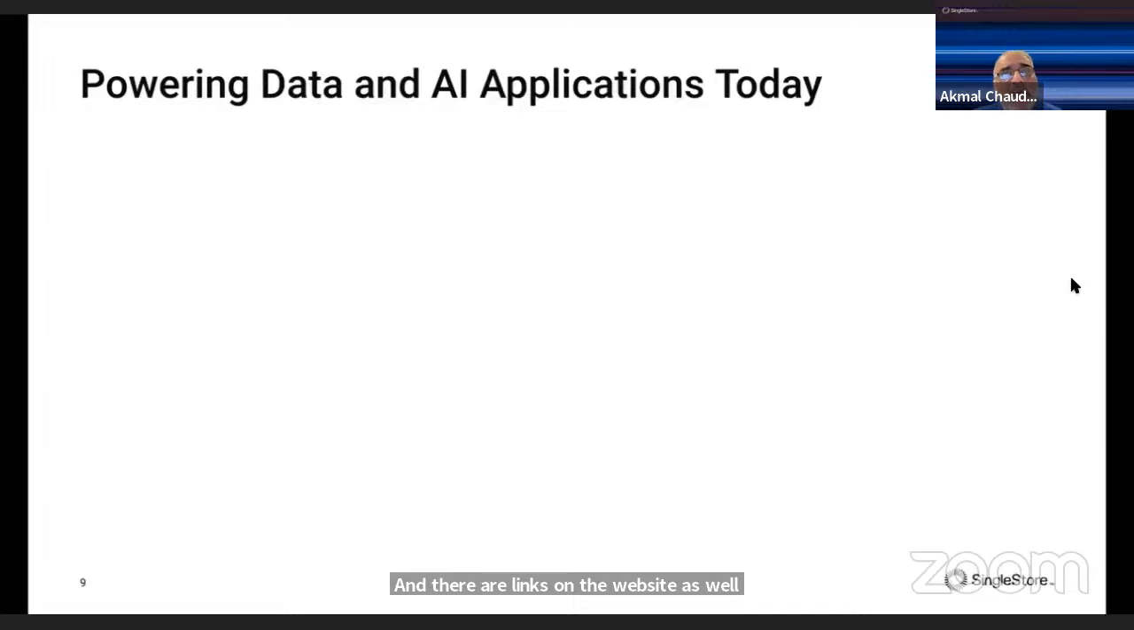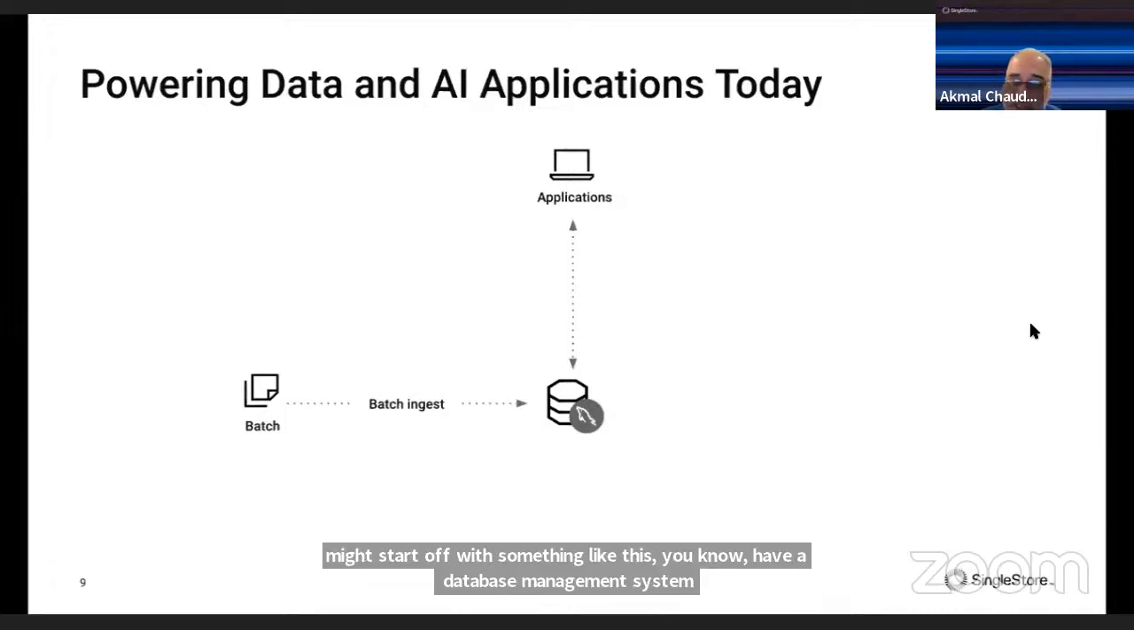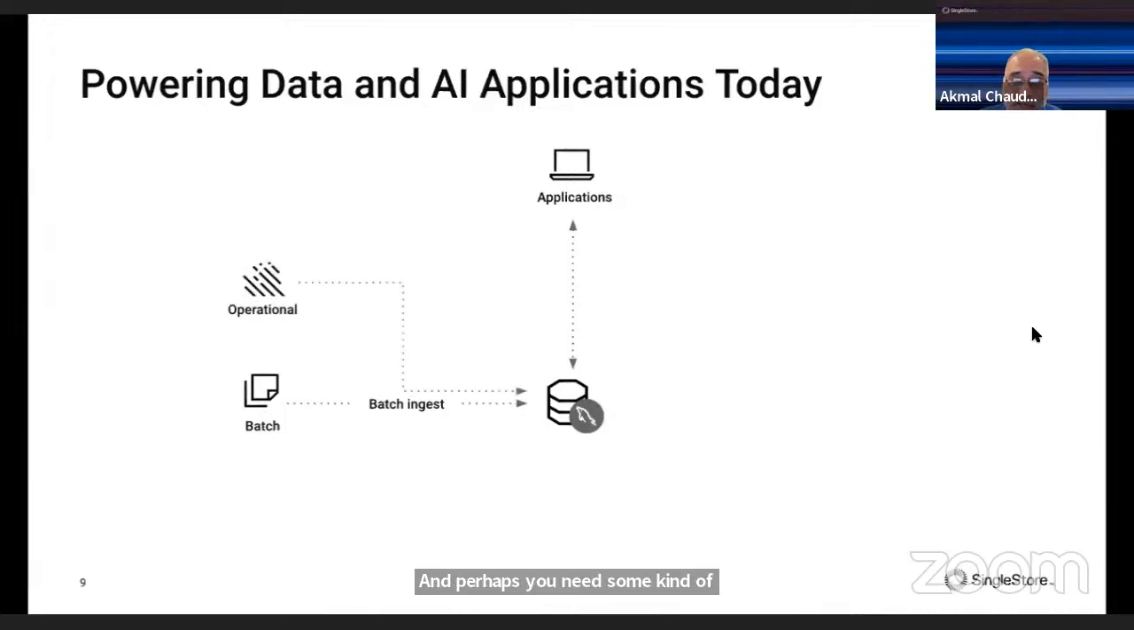One of the key reasons for the development of SingleStore is that if we look at the way a lot of data and AI applications are developed, typically you might start off with something like this: a database management system, and perhaps you need some kind of batch ingest. That's fine. Then over time you find you need to deal with operational data as well, an additional requirement.